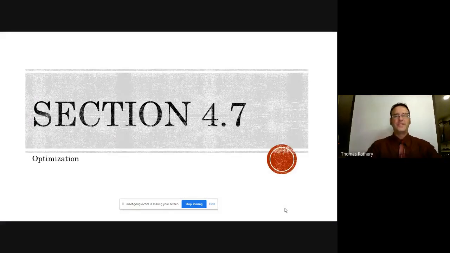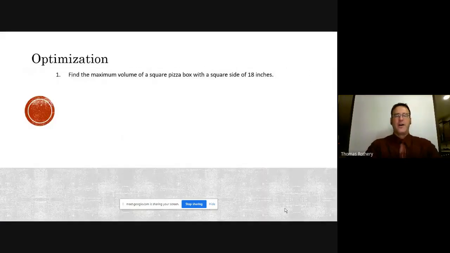Section 4.7, optimization. Let me tell you what's going on. All right, we're going to go to the first problem that we have. This is called the maximum volume of a square pizza box with a side of 18 inches.